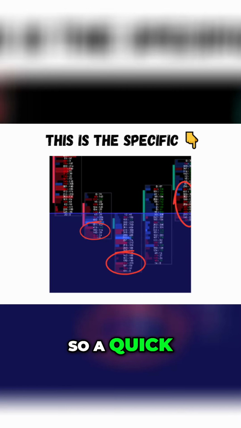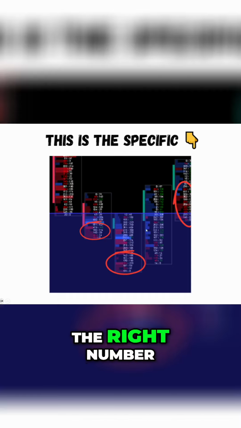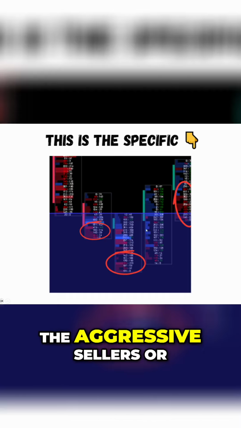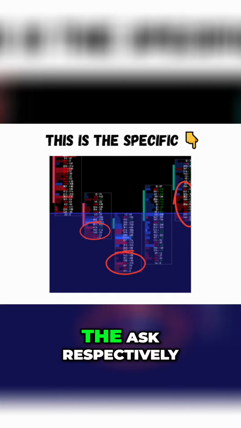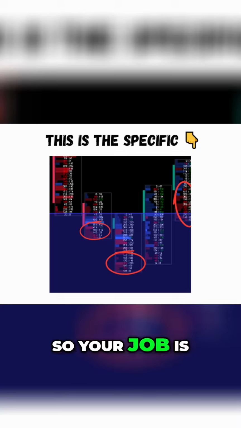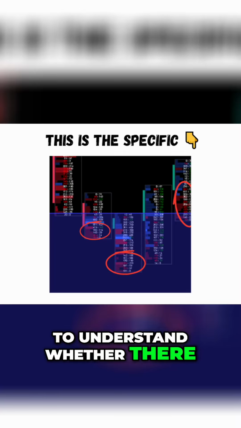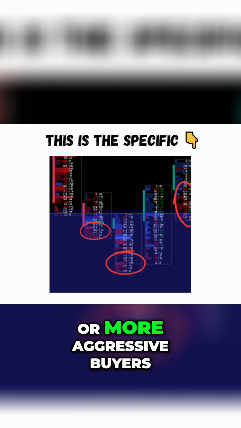So a quick overview on how footprint charts work. You have two numbers, the left number and the right number. The left number represents the aggressive sellers or the sell orders. The right represents the aggressive buyers, or the buy orders, hitting the bid and the ask respectively. So your job is to understand whether there are more aggressive sellers or more aggressive buyers.